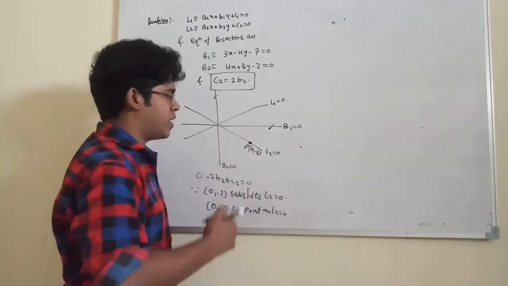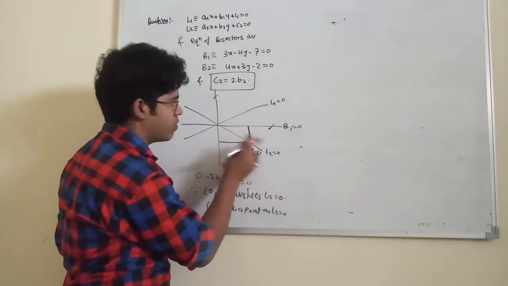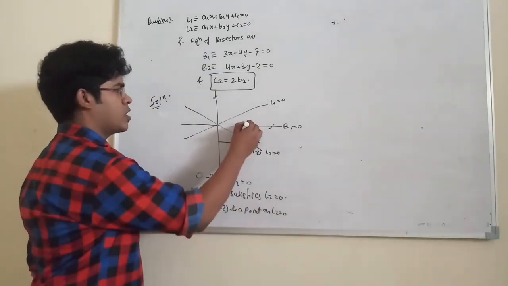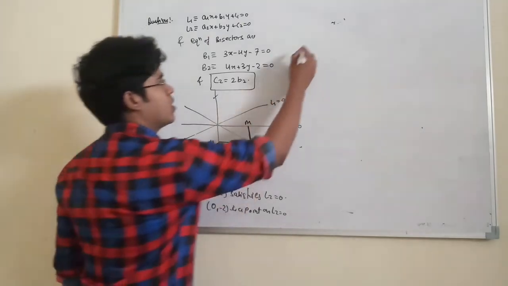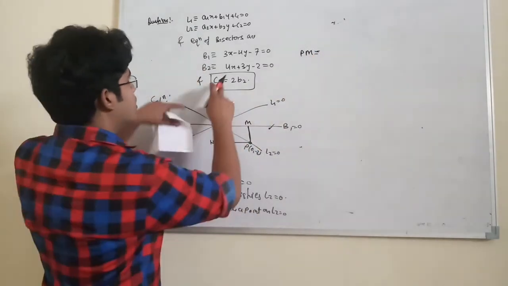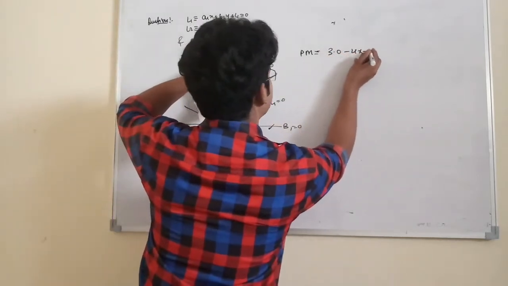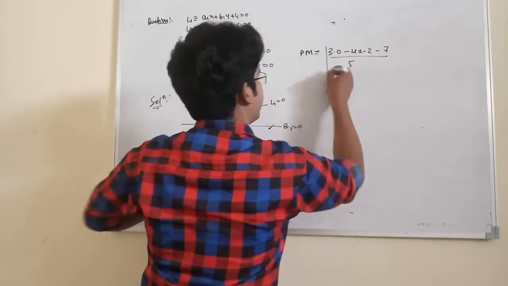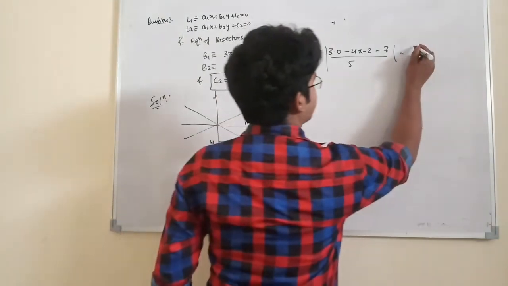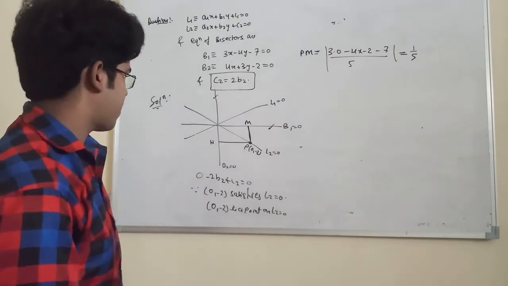So what can we do? Which method can we apply? The method we can apply is to find the perpendicular distance from this point to both bisectors. Suppose this is PM and this is M. PM is the perpendicular distance from the point P to B1. The point is 0 comma minus 2, so it will be 3 into 0 minus 4 into minus 2 minus 7 upon root 25, which is 5. It will be 8 minus 7, so 1 by 5. Right? PM is equal to 1 by 5.